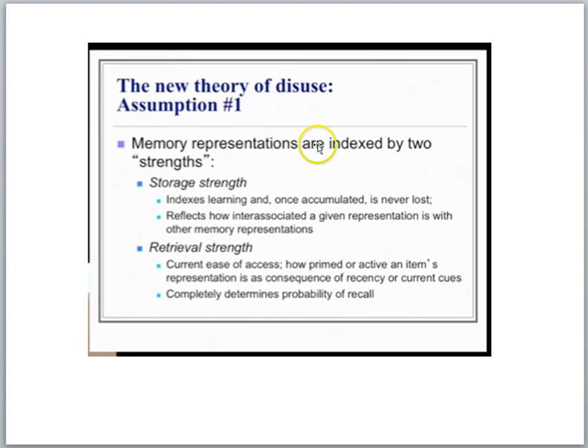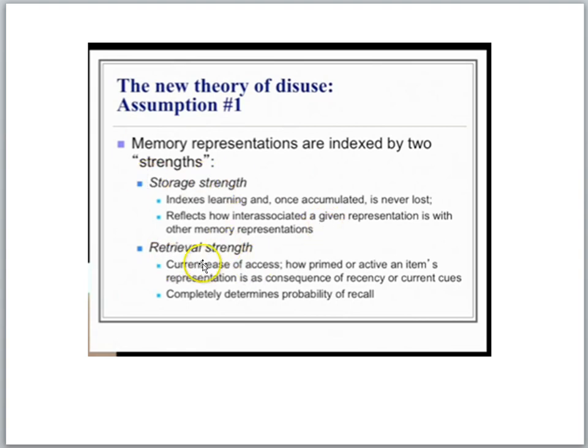That memory representations are indexed by two strengths, storage strength and retrieval strength. Now, storage strength indexes the learning, and once accumulated is never lost, and it reflects how interassociated a given representation is with other memory representations. And we talked about semantic memory in a previous lesson, so how well integrated a piece of information is with other things we already know. If it's well integrated and strongly linked to other things, it would have high storage strength.